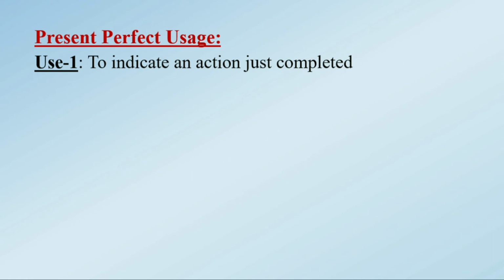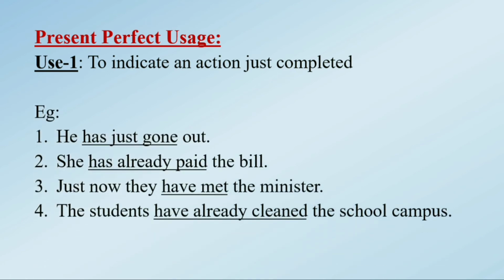Finished action, just finished action, just completed action, an action which has just been done, which has just been completed, I have to say. So any action which has just been completed, just been finished, must be expressed in this present perfect. Example, he has just gone out. If a person leaves that particular place, particular room, particular area, so he has just gone out. We have to say like this.